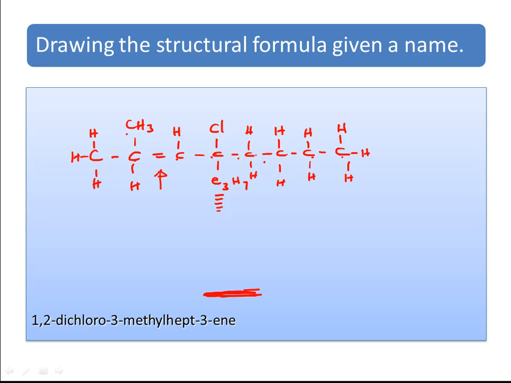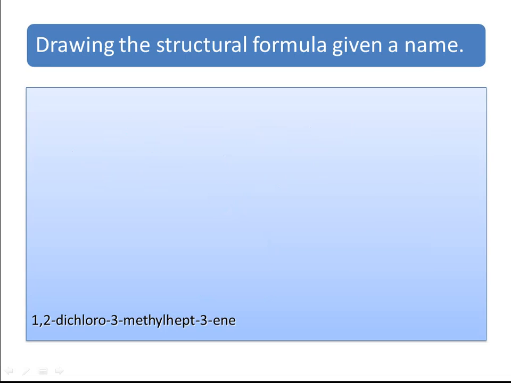1,2-dichloro-3-methylhept-3-ene. Just clear this. So we have got a double bond on carbon 3 and 7 carbon atoms in that chain. So on the third carbon, that's where we have our double bond. 1, 2, 3, 4, yep, that's fine. And 3 over there, that makes it 7. And then on carbon number 3, we have got a methyl group, which is CH3. And on carbon number 1, we've got a chloro. On carbon number 2, we've got a chloro.